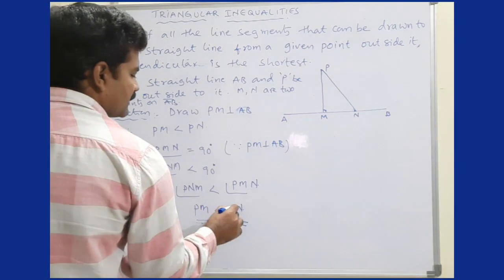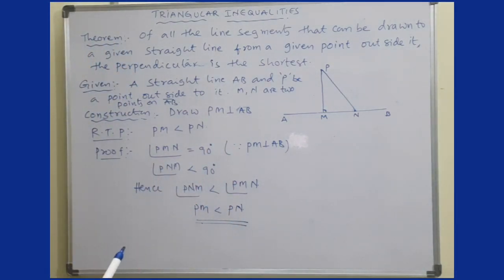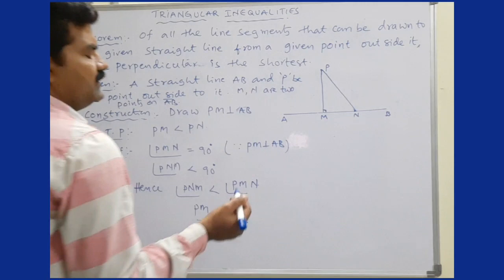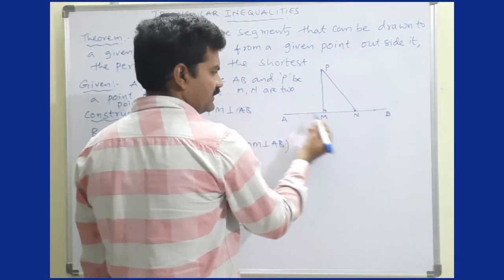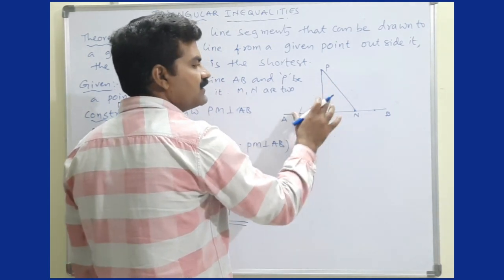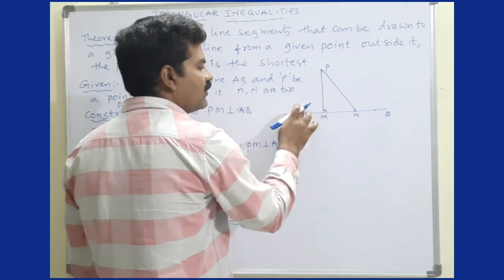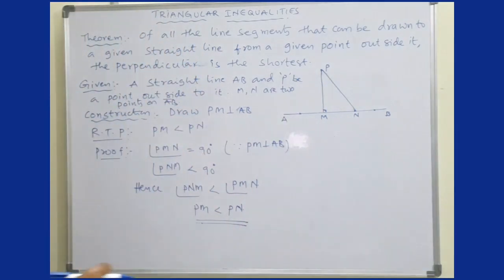Okay, children, so among all these line segments, the perpendicular one is the shortest. Not only that, you can assume any other points also. Let it be one more point. You can join them. There also you can observe that among all these line segments, the perpendicular one is the shortest.